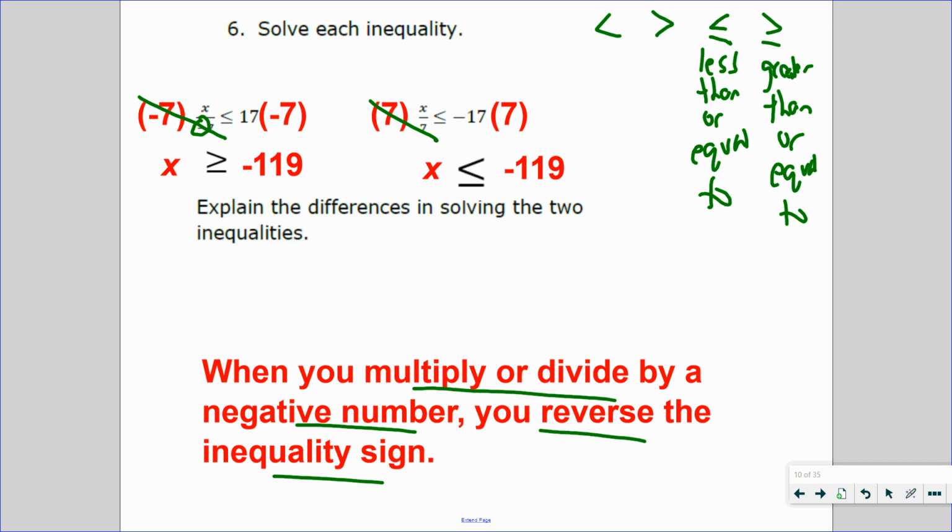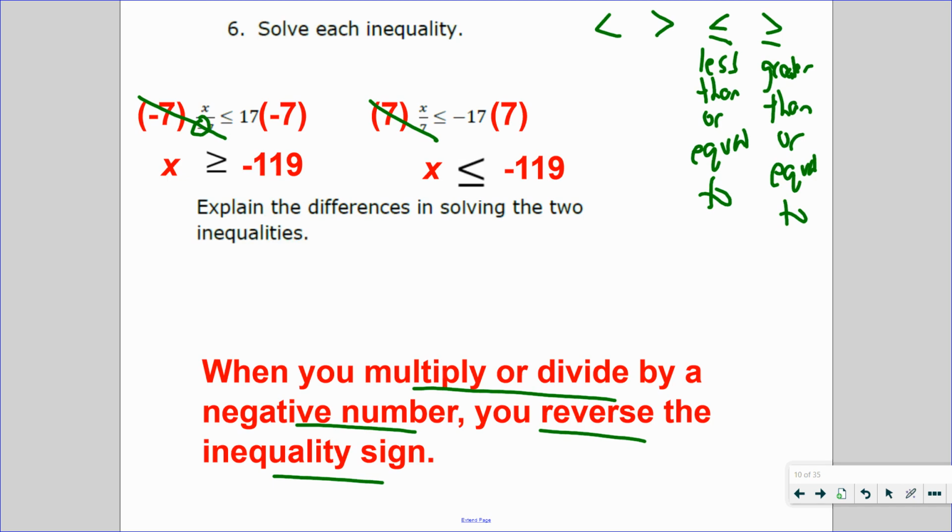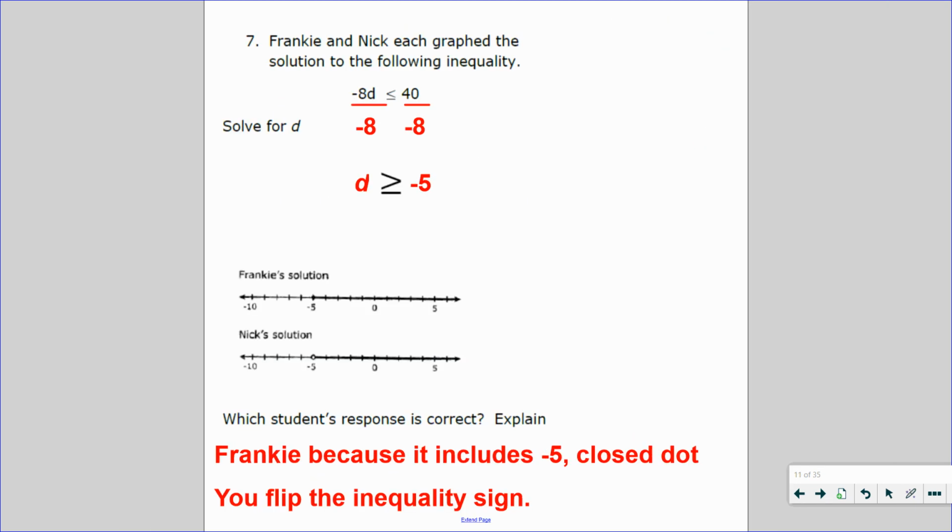So explain the differences. This one, you had to flip the sign around. So when you multiply or divide by a negative number, you must flip the inequality sign. You've got to know that for the upcoming test. I guarantee you will see questions like this.